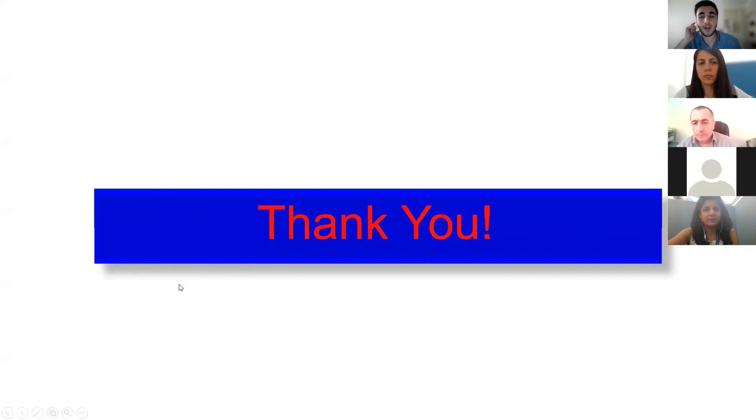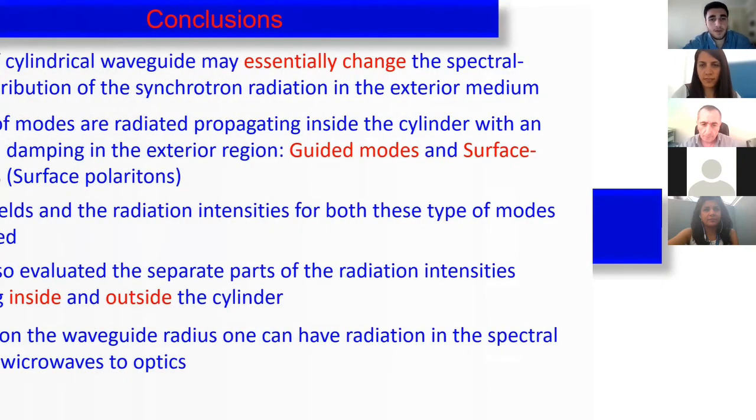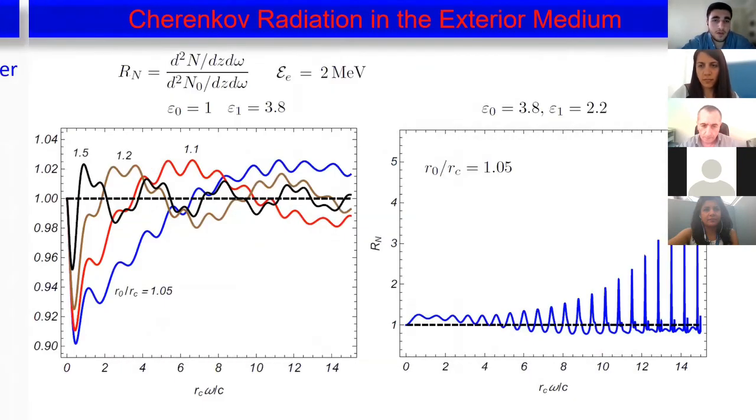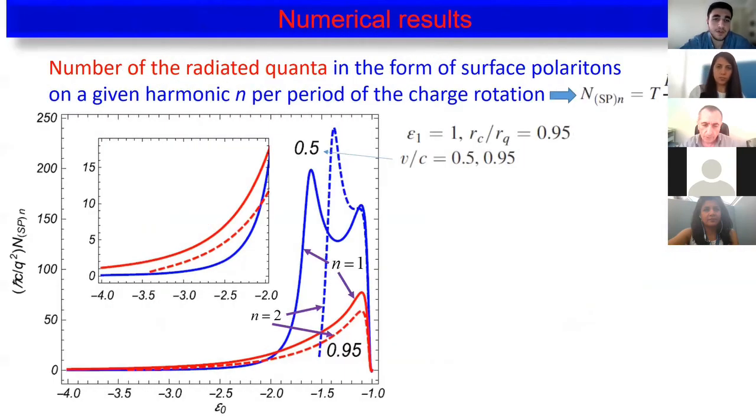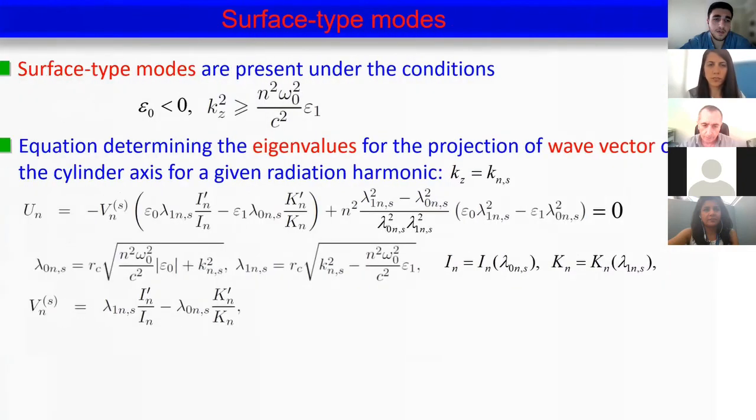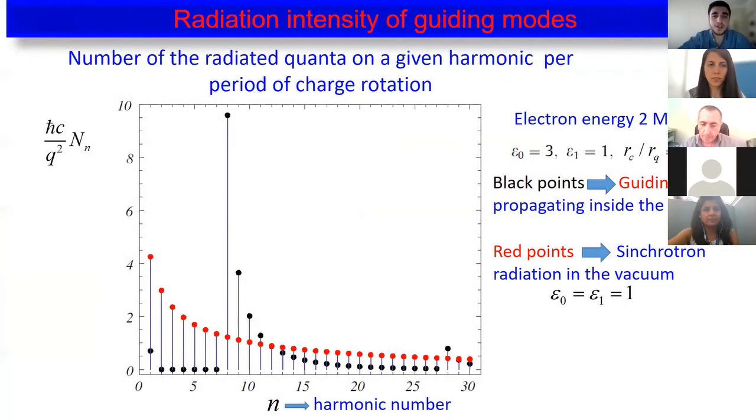Thank you for your talk, Professor Saharyan. I have a question. Can you go back to the slide of radiated quanta? This one? Or guiding modes? Yep, this one. These are for guiding modes. So is there any way, or can we somehow calculate the effective radius of the cylinder so that the number of radiated quanta is the maximum?